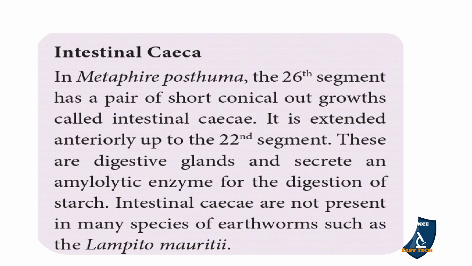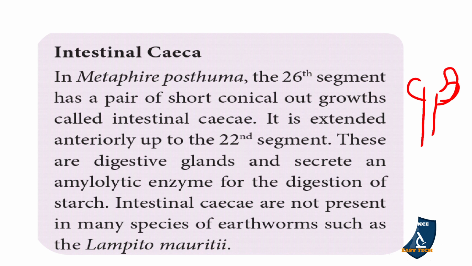Intestinal caecae. In Metaphire posthuma, the 26th segment has a pair of short, cone-shaped, conical outgrowths. This is the intestine which runs inside the earthworm, and there you can see a cone-shaped structure called the intestinal caecae. It extends anteriorly and is present till the 22nd segment.